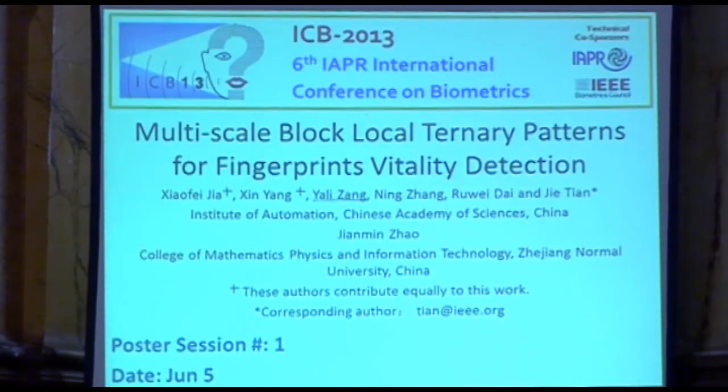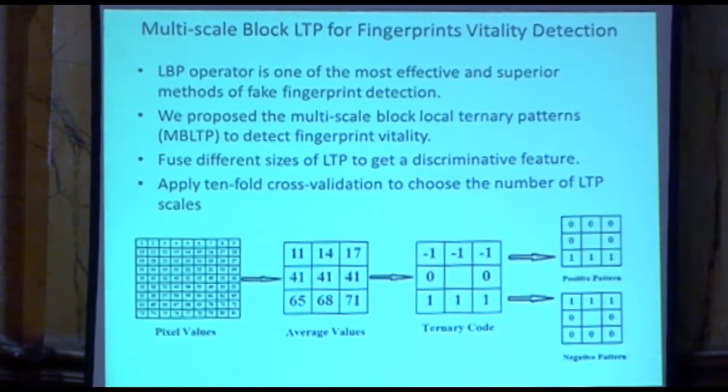Thank you. Next poster is multi-scale block local ternary patterns for fingerprint liveness detection, and authors are also from the Chinese Academy of Science. LBP operator is one of the most effective and superior methods of fake fingerprint detection, but the LBP operator has some limitations. To improve it, we proposed the multi-scale block local ternary patterns to detect fingerprint vitality.